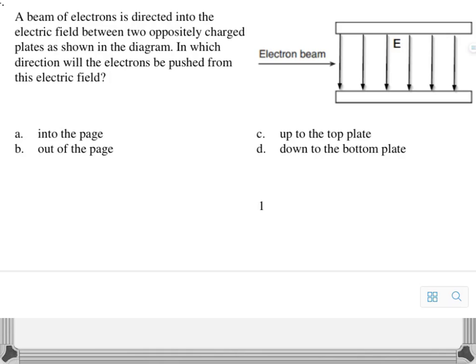I believe this one was number 4, and this one was another one that causes some confusion because we didn't completely understand electric field and what it represents.